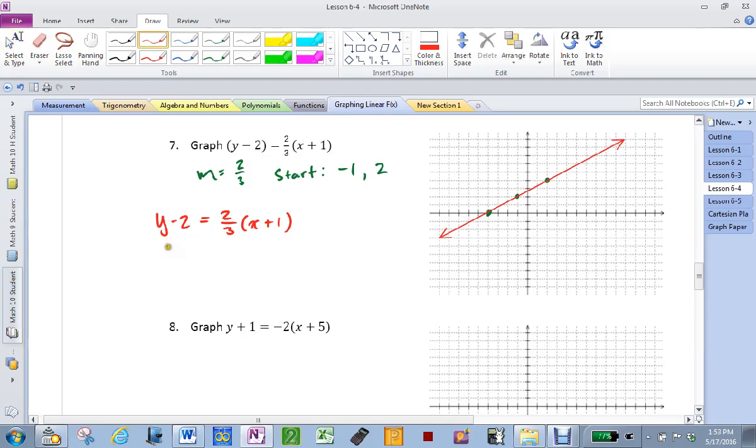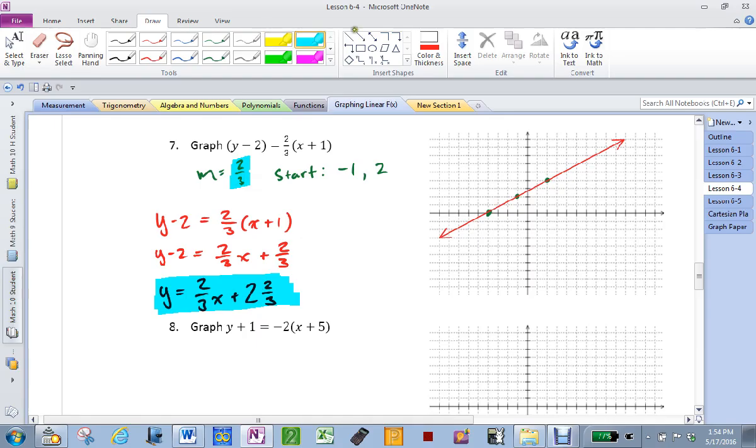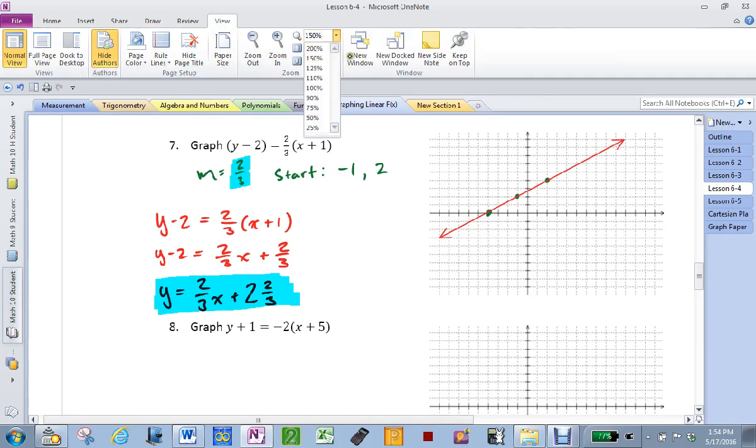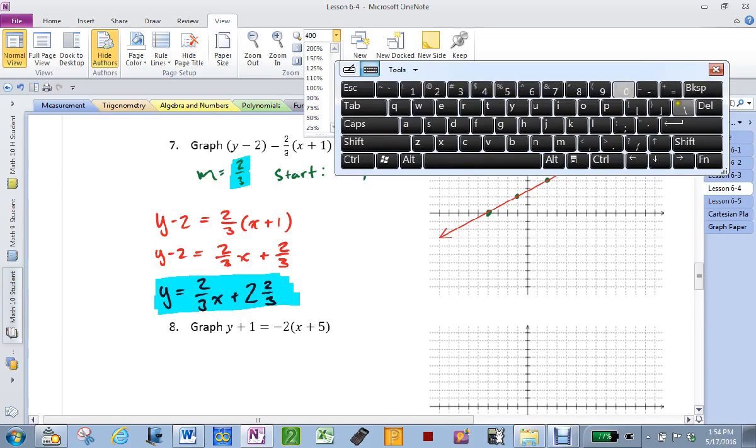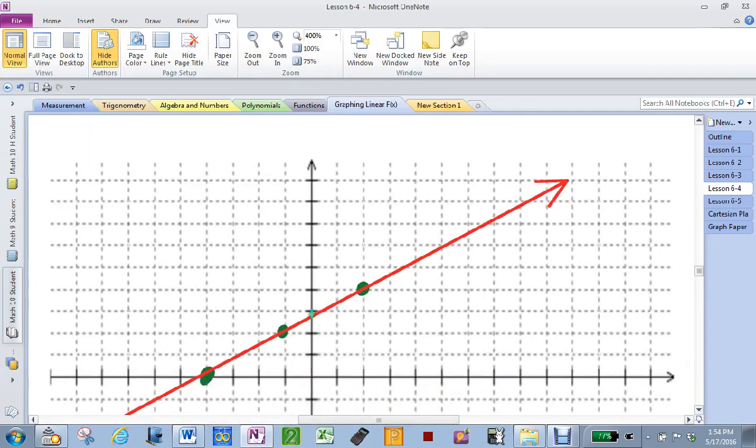Cool? Now, do not write down what I'm about to write down. Just watch. Is everybody watching? Everybody cool? I just got rid of the brackets. I distributed that in. Yes? How do I get rid of this 2? Add 2. So y is going to equal 2/3 x plus 2 and 2/3, isn't it? What form is that? Slope-intercept form, which means the y-intercept is 2 and 2/3, correct? And my slope is 2/3. Please notice the slopes are the same, yes?